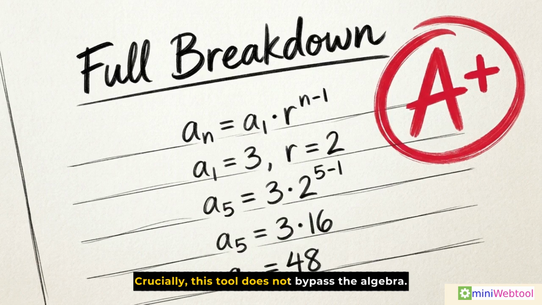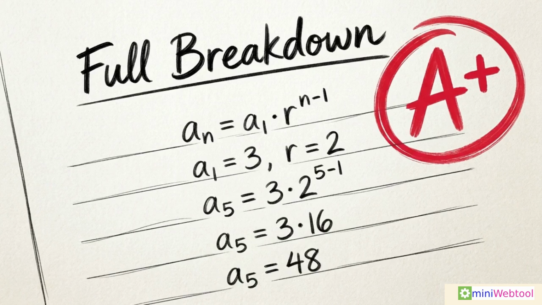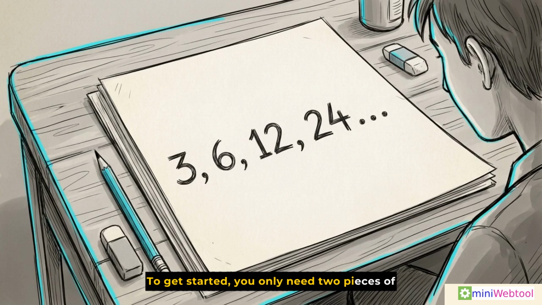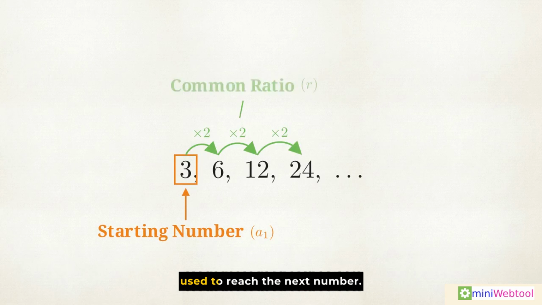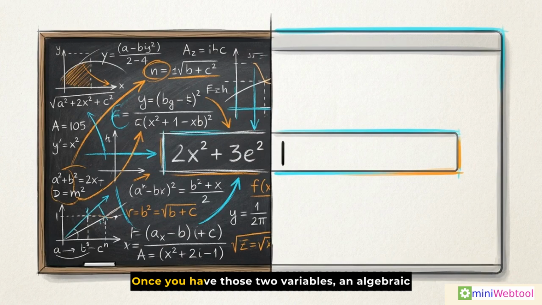Crucially, this tool does not bypass the algebra. It generates the exact step-by-step mathematical work you need to show your instructor for full academic credit. To get started, you only need two pieces of information from your assignment: the starting number of your pattern and the exact multiplier used to reach the next number. Once you have those two variables, an algebraic chore turns into a simple data entry task.